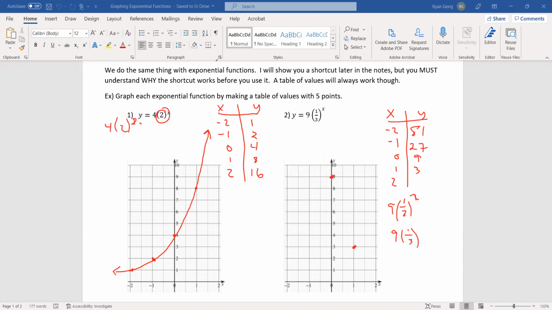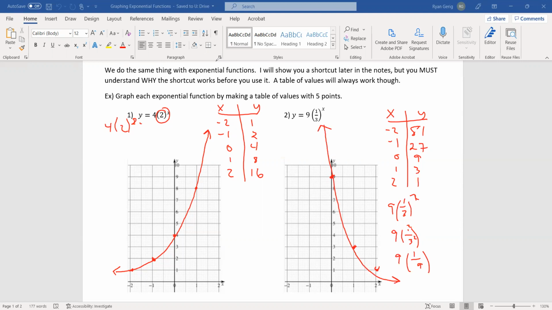Last one is 2. If I put an exponent of 2, that's going to be 1 squared over 3 squared. Well, 1 squared is 1. 3 squared is 9. 9 times 1 is 9. Divided by 9 is 1. So 2, 1 is that last point there. Well, it's not the last point, but for our table it is. And this thing falls very quickly.